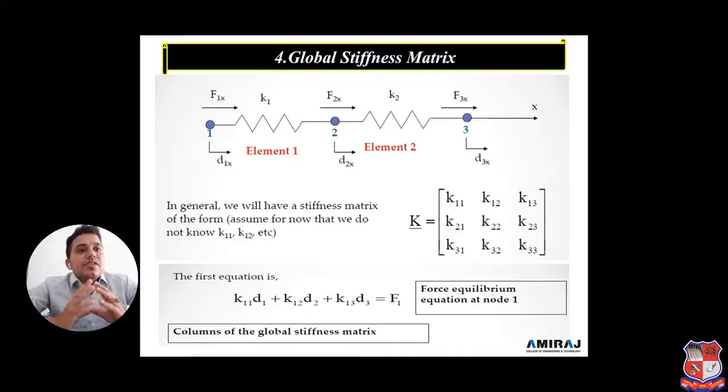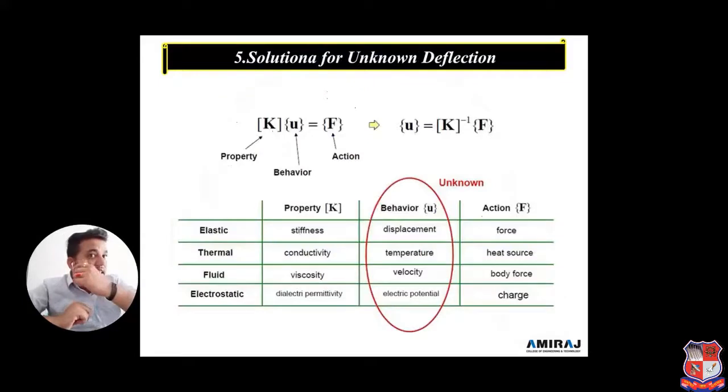equilibrium equation of nodal number 1, meaning it is a parallel system. Then K11 D1 plus K12 D2 plus K13 D3 is equal to F1. Due to that we can find the particular F1, F2 and F3. It is nothing but the force at each and every element. Let's see, the 5th step, solution for unknown deflection.